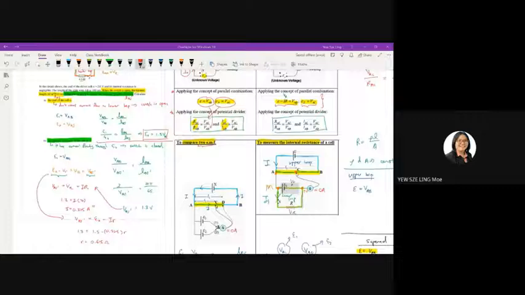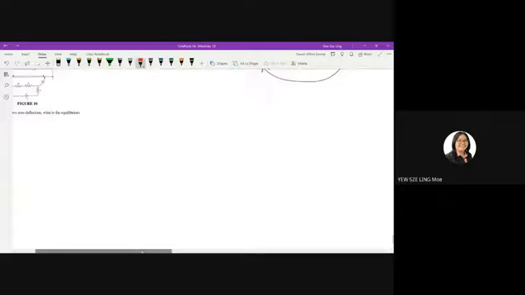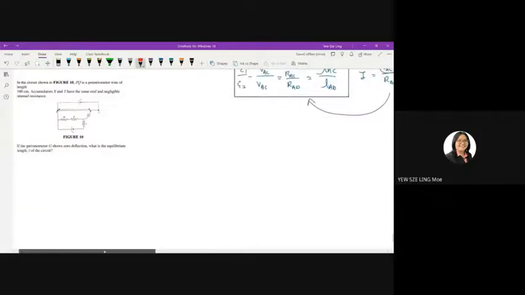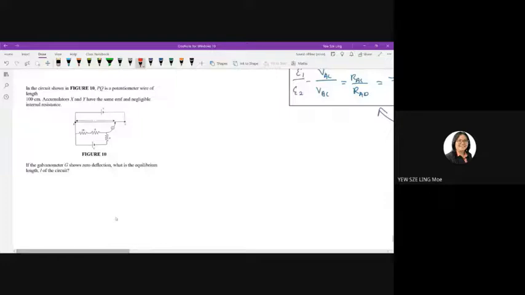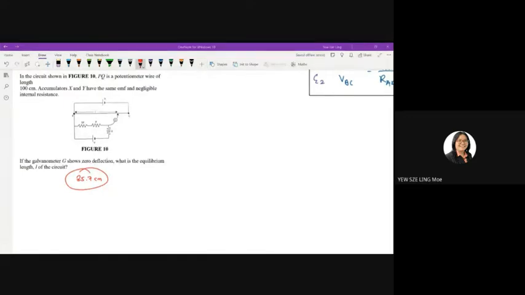So this is the last question in chapter 3, but I want you to write down this additional question. It's different from example 16, but it uses the same concept, the concept of upper loop and lower loop. If you got it right, the answer should be 85.7 cm. This one I give as your homework.